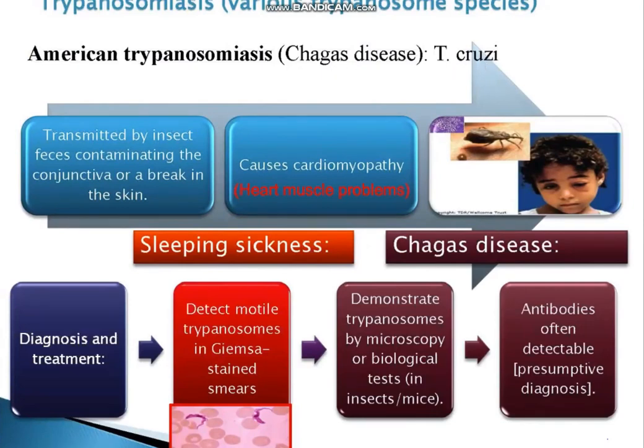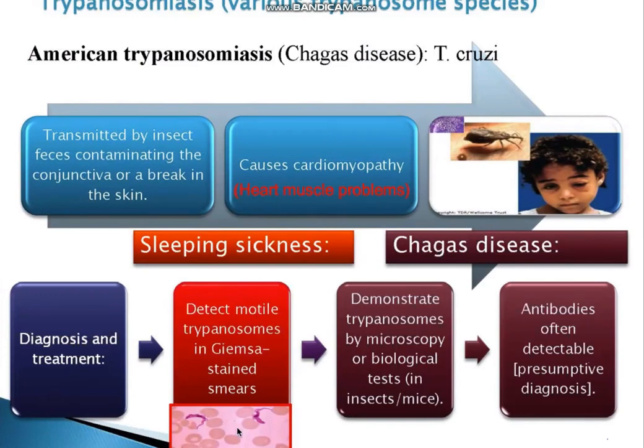In Chagas disease, one of the key signs is swelling in one of the eyes. What happens, again, is it's transmitted by insects and causes cardiomyopathies because of its invasiveness. So the African one goes to the brain, this one goes to the cardiac muscle and causes cardiac problems. So it's called Chagas disease.